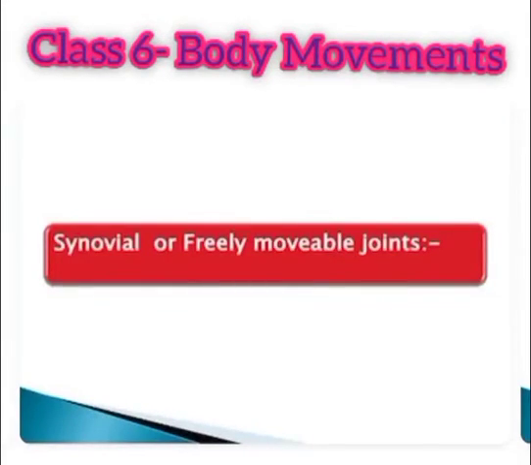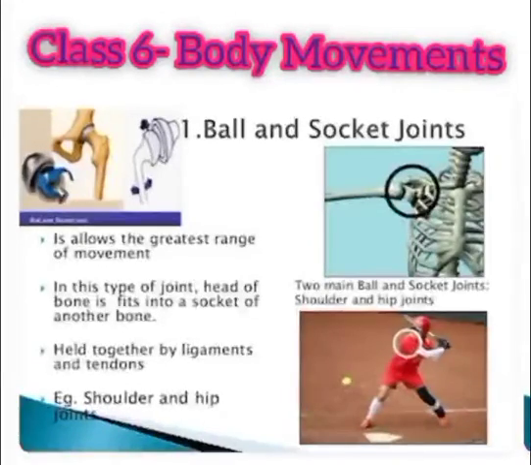Now the third type of joints are synovial joints. These joints allow considerable movements, and a fluid filled synovial cavity is present between the two bones. These kinds of joints are found in limbs, for example, knee joint, elbow joint, shoulder joint. So these are some examples of synovial joints. Now these synovial joints can be further divided into different types depending upon the way they move.